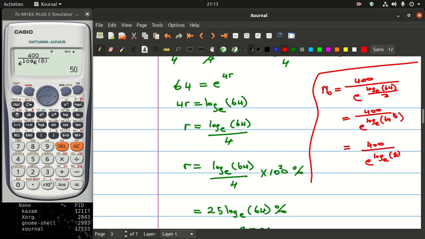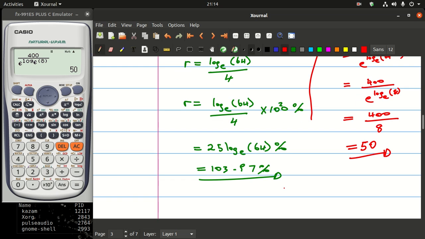If you look here, we have an e, so this e and this log e will cancel out, and you're left with 400 divided by 8. And then 400 divided by 8 is just like this. How many 8s do we have in 4? We have none. But how many 8s do we have out of 40? We have 5, and there is no remainder. And then how many 8s out of this? We have 0. So n0 was actually 50. You can see or press it with a calculator, you will get that.